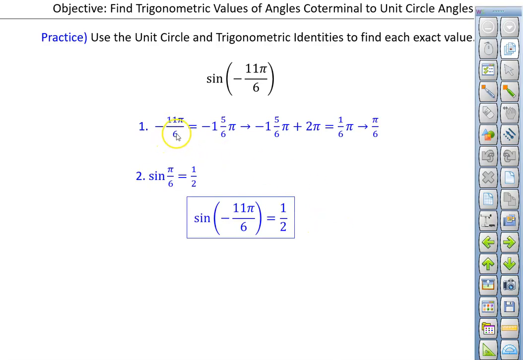So in our first step, our coterminal angle for negative 11 pi sixths, looking at it, here's the progression, is pi sixths radians. And that means that the sine of our negative 11 pi sixths is the same as sine of pi sixths, which is our 30-degree angle. So that is 1/2, which means the sine of negative 11 pi sixths is also 1/2.